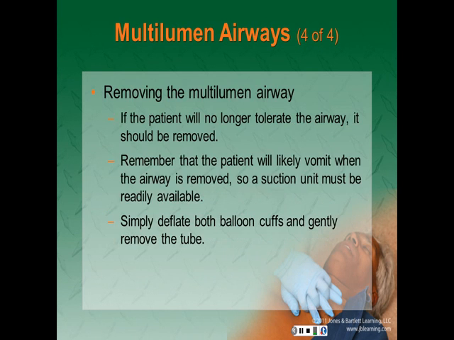Removal of the multilumen airway. If the patient will no longer tolerate the airway, it should be removed. Remember, the patient will likely vomit when the airway is removed, so a suction unit must be readily available. When you are ready, simply deflate both balloon cuffs and gently remove the tube.